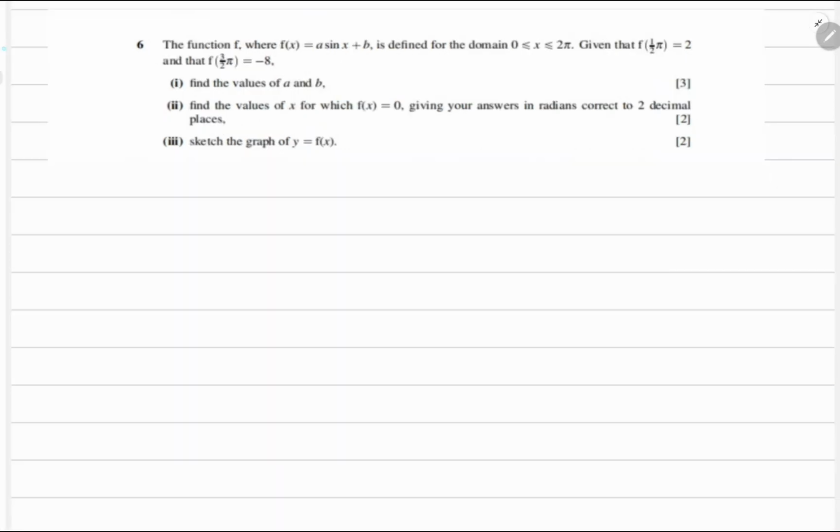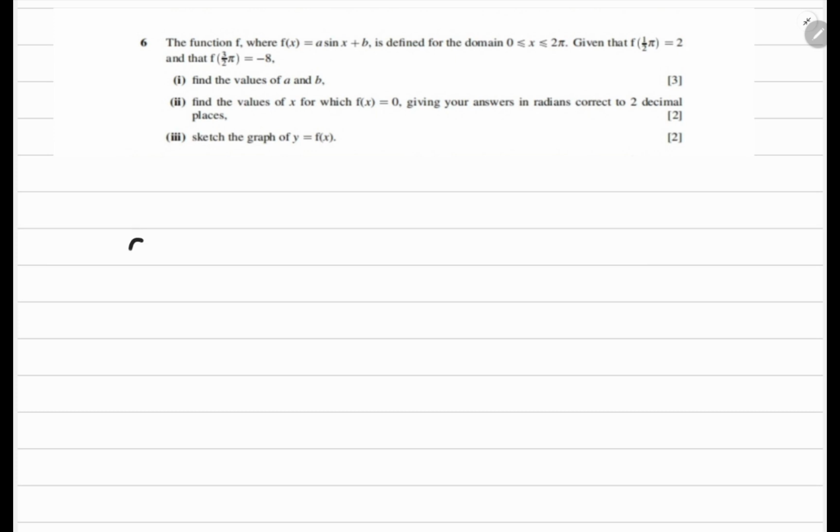Next question. The function f, where f of x is a sine x plus b, is defined within the domain x between 0 and 2 pi. Given that f of pi over 2 is 2 and f of 3 pi over 2 is negative 8, find the values of a and b. f of pi over 2 is equal to 2. I substitute pi over 2 for x. That will be a sine pi over 2 plus b, and I will equate that to 2.